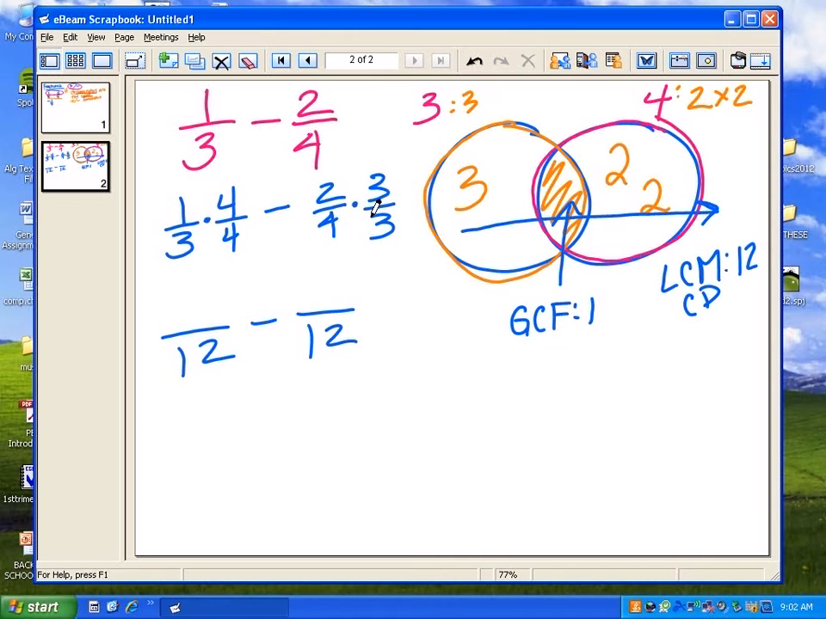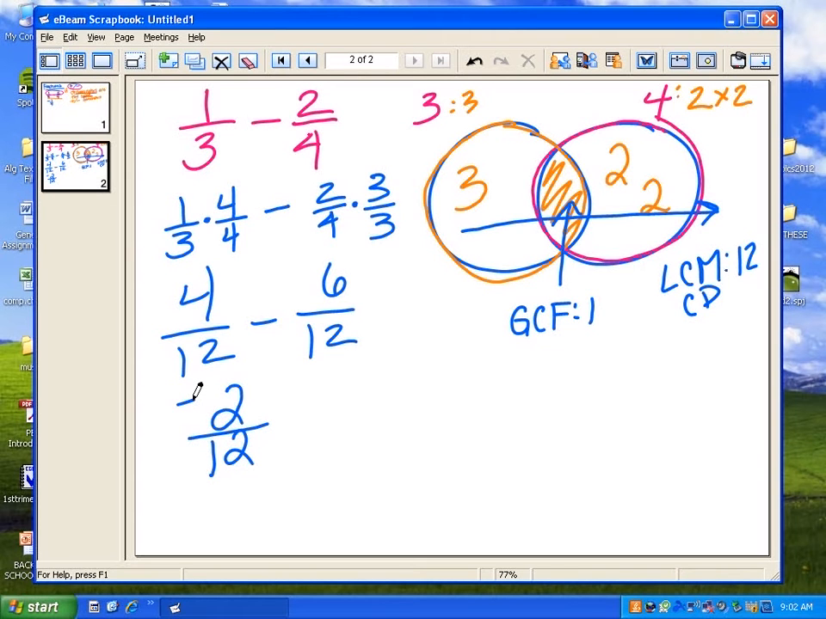And 1 times 4 is 4. And 2 times 3 is 6. And the 4 times 3 makes this 12. So now 4 minus 6 is 2. And my 12 stays. But what's wrong with it? Oh, it has to be negative. What else is wrong with it? Megan. It has to be simplified.